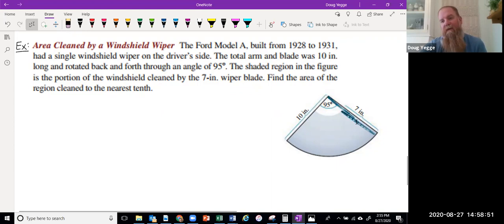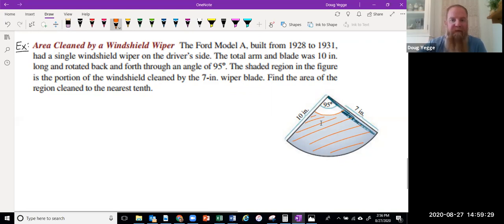But the way that we know windshield wipers are, there's always this little gap at the beginning where it's connected, to where the blade of the windshield wiper only starts a little bit further in. And so at this point right here, it says that this blade rotates back and forth through an angle of 95 degrees. So the shaded region, more specifically, the region down below this line right here, is the area that's wiped clean. And what this is asking for is to find the area of the region cleaned, to the nearest 10.